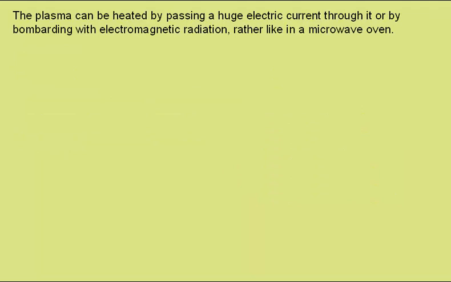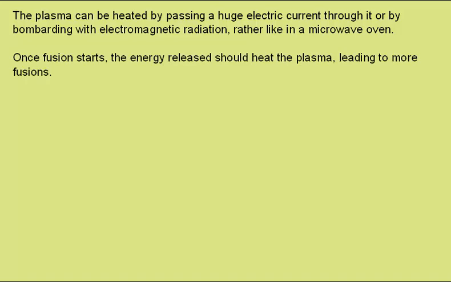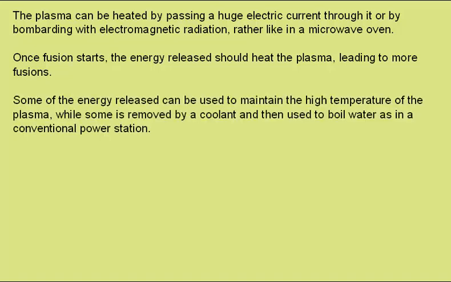The plasma can be heated by passing a huge electric current through it, or by bombarding it with electromagnetic radiation, rather like in a microwave oven. Once fusion starts, the energy released should heat the plasma, leading to further fusions. Some of the energy released can be used to maintain the high temperature of the plasma, while some is removed by a coolant and then used to boil water, as in a conventional power station.